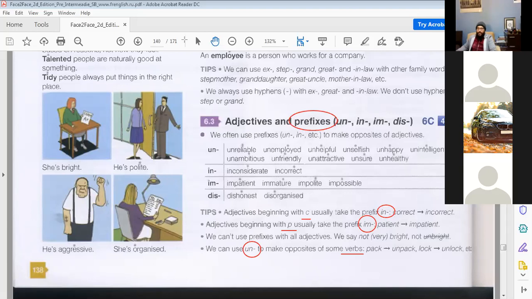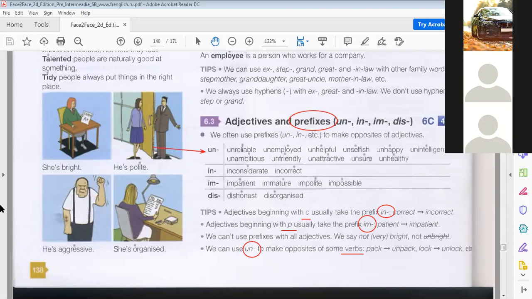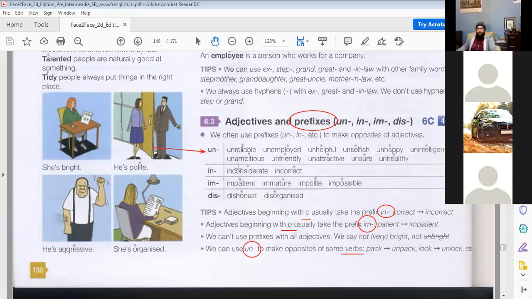Yes. And I think you can clearly notice that un is used a lot more than the other ones, right? So this means if you're not sure of a word, and you just want to guess, just use un, because there's a bigger chance that you're right. Just because un is used a lot. That's my point here. Okay.